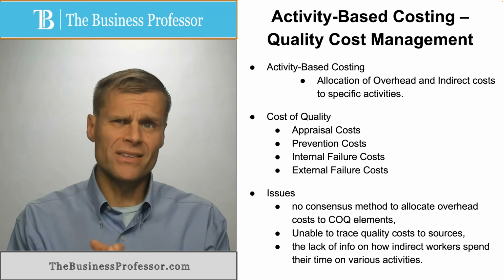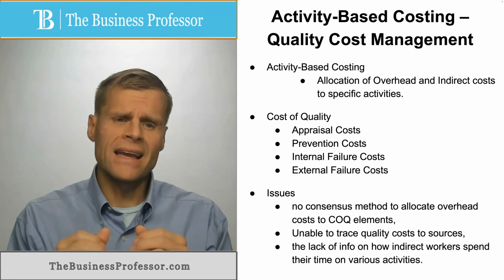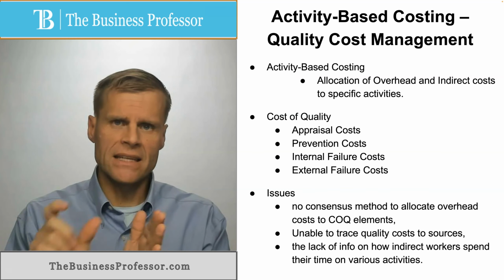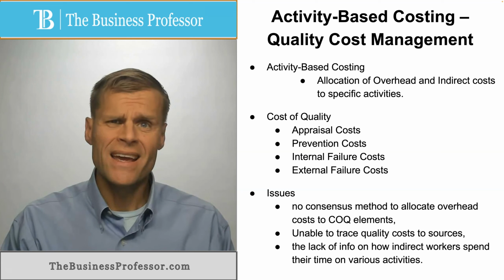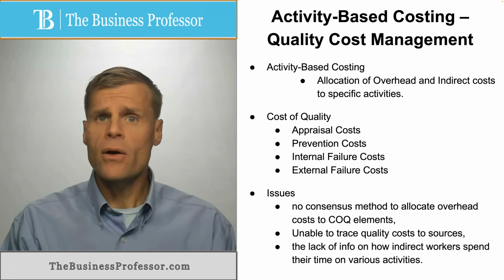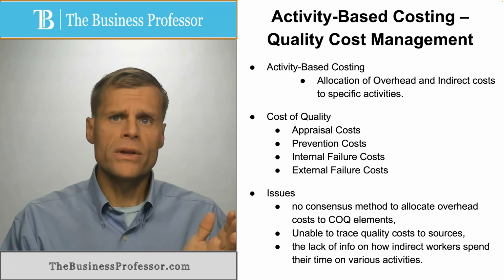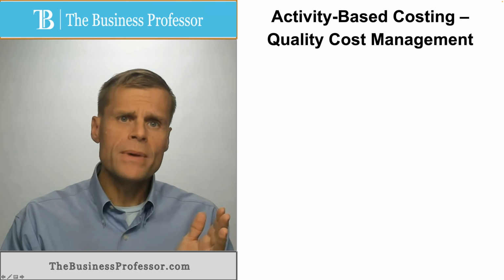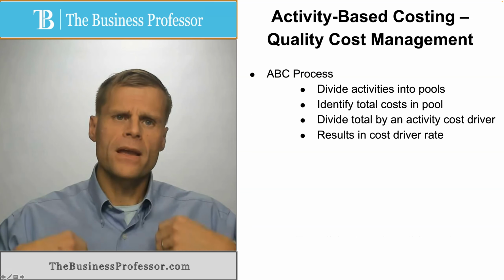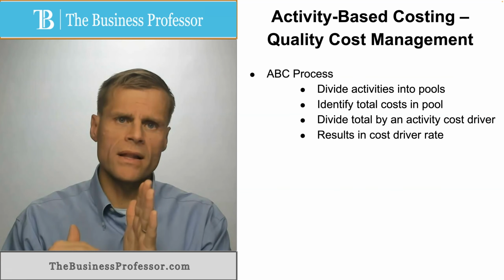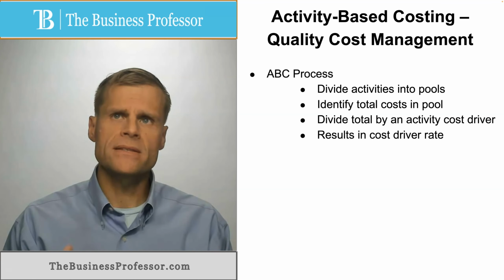And then there's a difficulty in identifying how indirect workers spend their time and how those activities relate to cost of quality. So one approach to doing this, however, is the activity-based costing approach, where you attempt to the best of your ability to apply the ABC method to this cost of quality regime. Now, what are the steps in doing so?